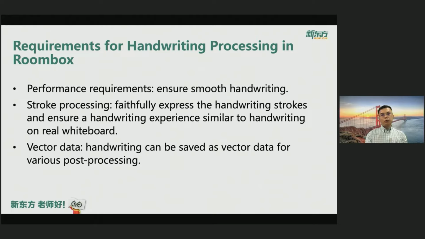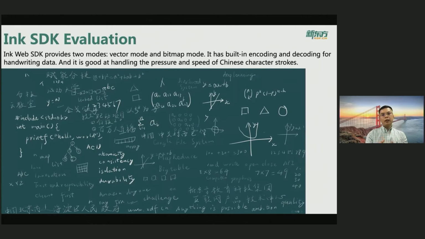Then we came across the Wacom Ink SDK, and I did some evaluation. I found it satisfies all these requirements. Here is a screenshot. When I was evaluating the Ink SDK, you can see it can render the strokes perfectly. The thickness is very precise. When I draw with the Ink SDK, I feel I'm drawing on a real whiteboard. The difference is very good. And the Ink SDK supports two modes, the bitmap mode and the vector mode.